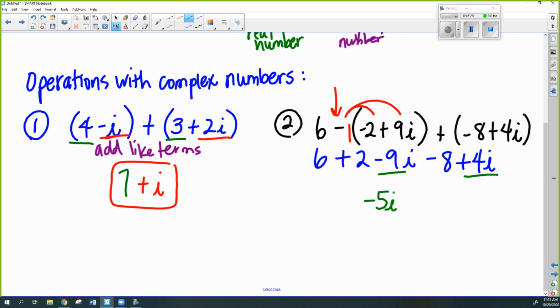All right, questions? All right, so that's really it for adding and subtracting. If it's subtracting, you just need to make sure you distribute that negative and then add like terms. Okay? All right. Let's look at some multiplying.